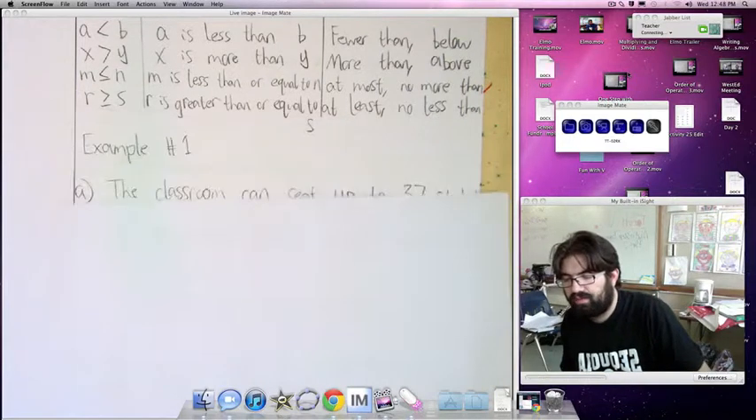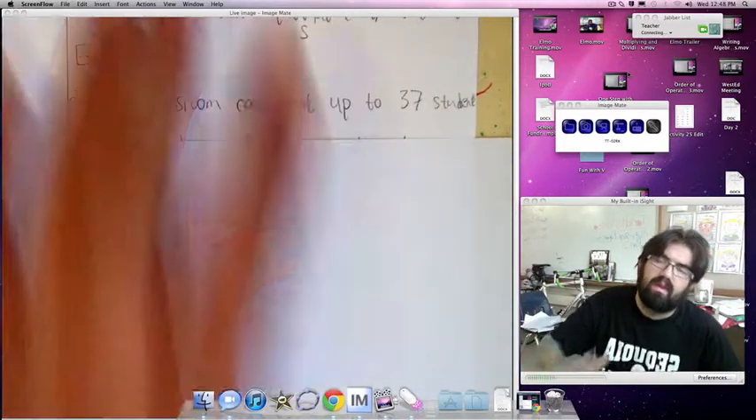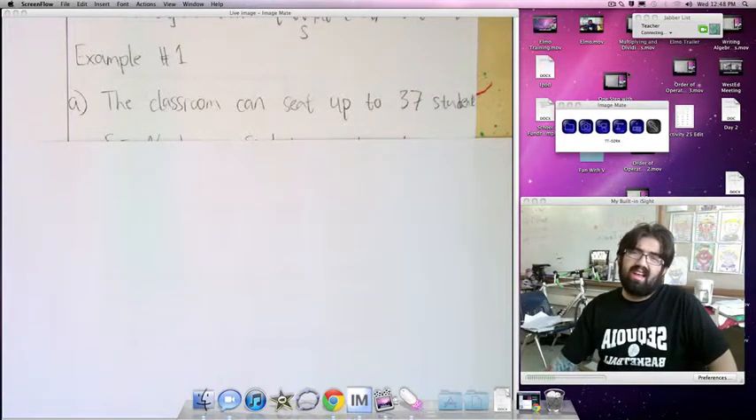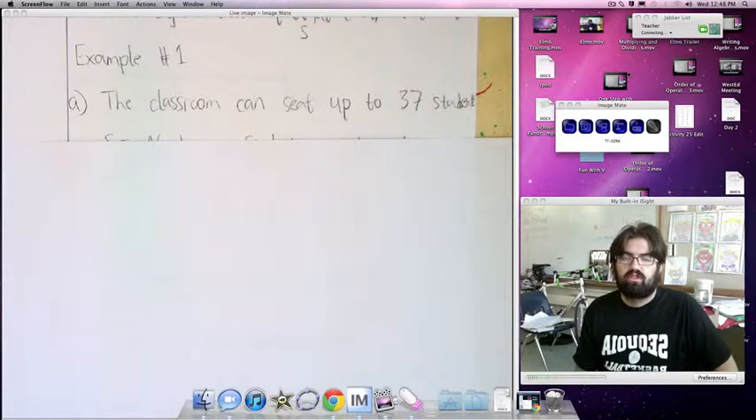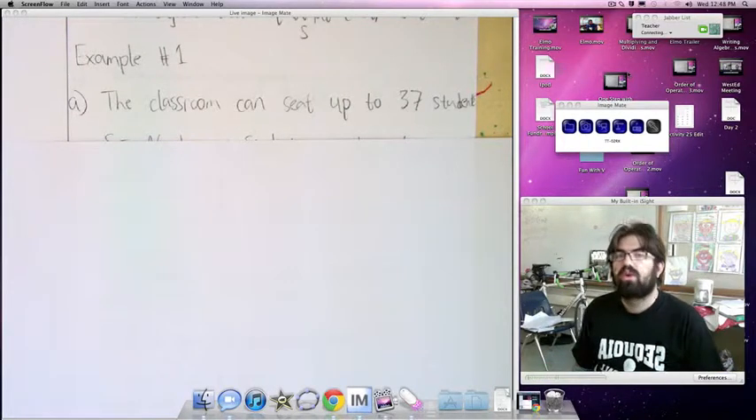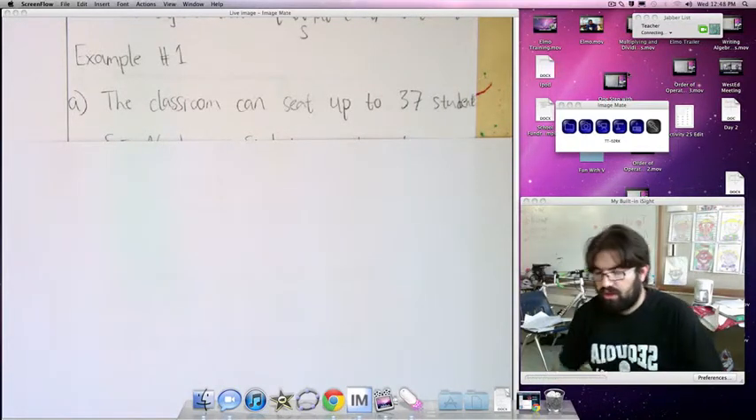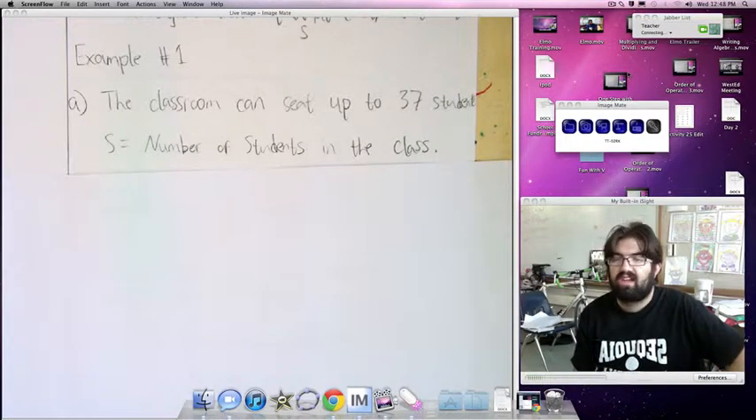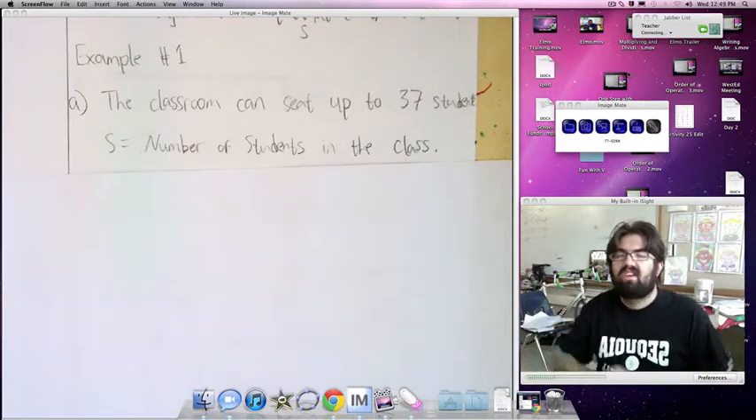Okay, moving on. What if in example number 1, you saw this? The question would be, give us a number line and an inequality symbol. The classroom can seat up to 37 students. So my classroom that you're all in, I can seat up to 37 students. I can't have more. It's up to, but no more. So what you would do first is you would say S. S is equal to the number of students in the class, because that makes sense. Go with a variable that makes sense for whatever you're trying to solve.